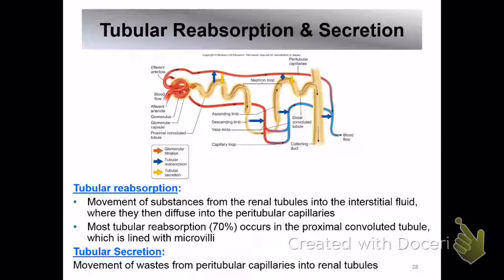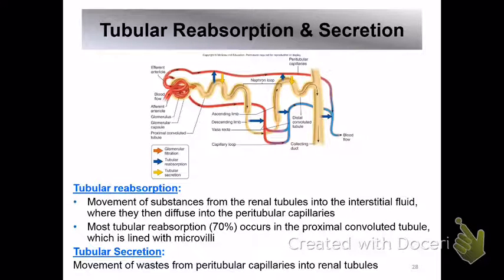Okay, so step 1 was glomerular filtration. Step 2 is tubular reabsorption. Okay, the movement of substances from the tubule into the interstitial fluid. So from the tubule into the fluids where they can diffuse in the peritubular capillaries. So tubular reabsorption, substances are transported out of the tubular fluid and into the capillaries. So out of the tube, back into the blood. That's tubular reabsorption. So you want to know the direction everything's going.